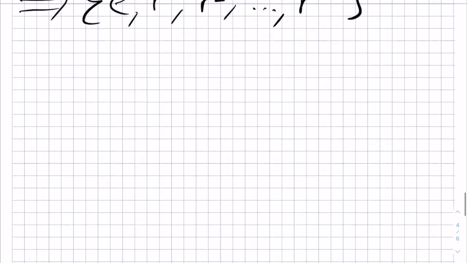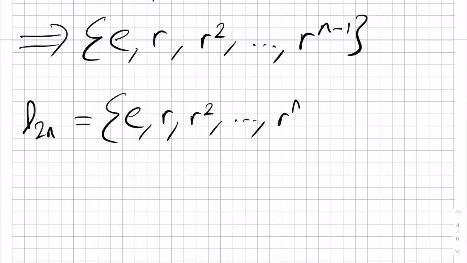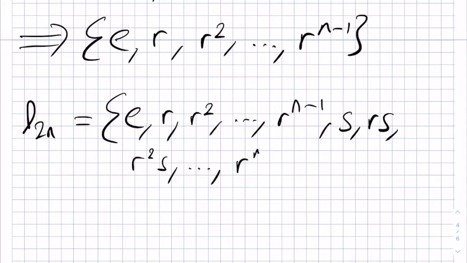So either way, we end up with the 2n elements for D2n as being e, r, r squared, all the way up to r to the n minus 1, and then we have s, rs, r squared s, all the way up to r to the n minus 1 times s. And this gives us our 2n elements of our dihedral group D2n.